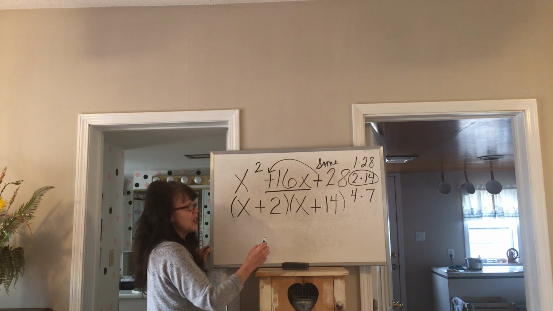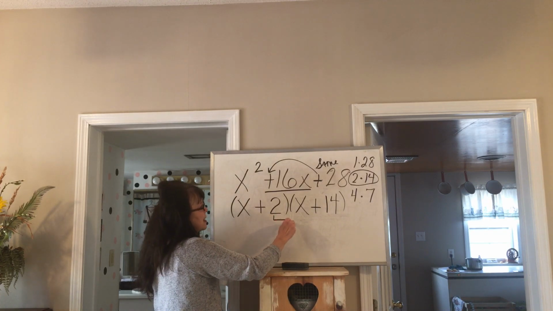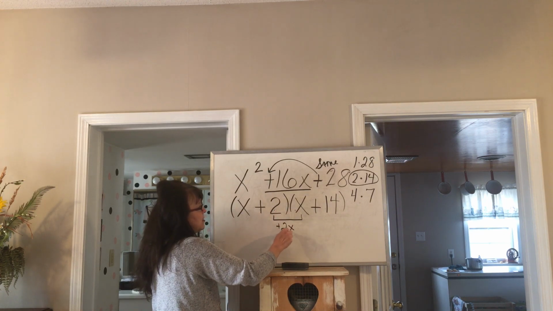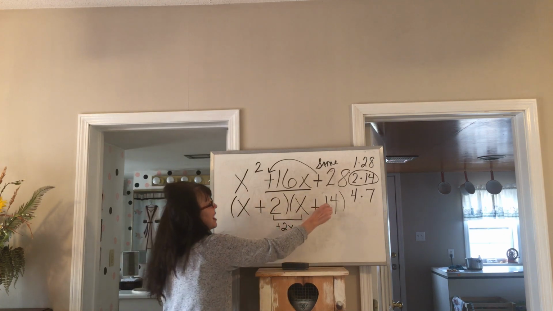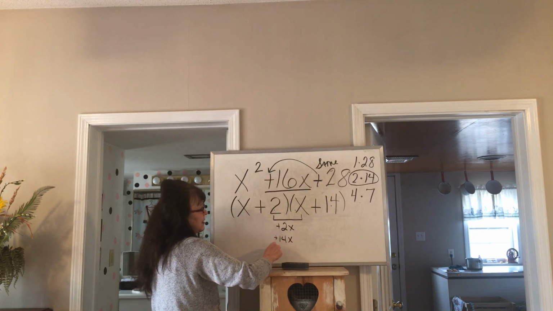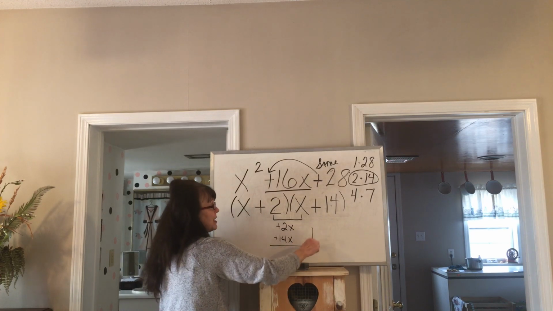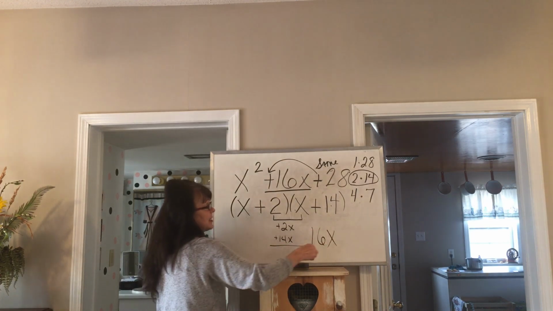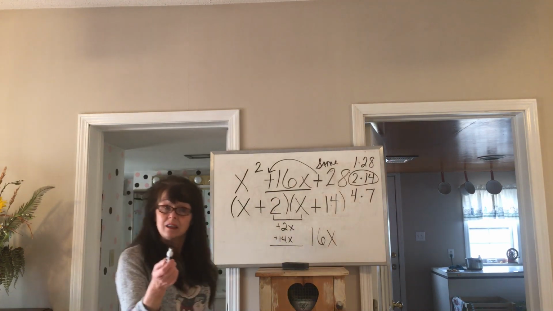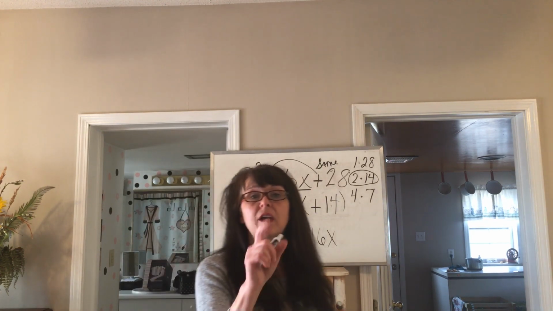And then I'm going to check it. What do you get on the inside? Positive 2x. So I'm going to write that down. What do you get on the outside? Positive 14x. That adds to give you 16x, which matches the middle. Huh? It's making sense. Okay, I've got one more.